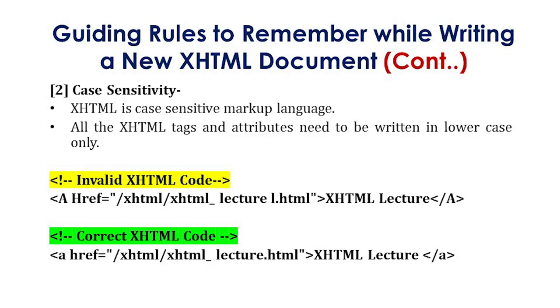The second point is that it is case sensitive. I already discussed in the last slide that it is mandatory to use lowercase letters only in the attributes and tags. So in this example, the first one is invalid XHTML code, where AHREF is written in capital letters, and in the next example a small letter has been used. So always remember that XHTML tags and attributes are always in lowercase.